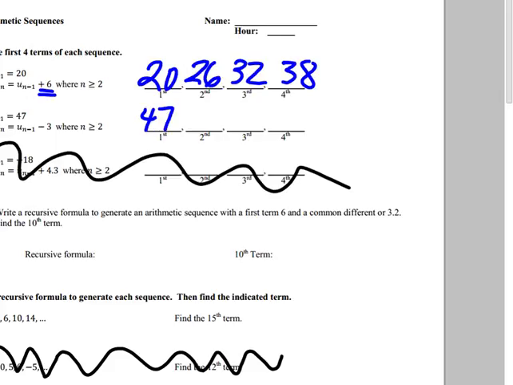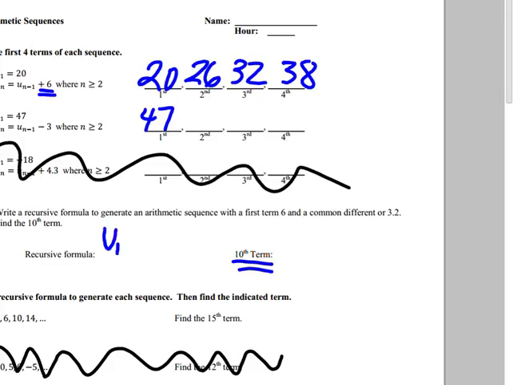I'm going to move down to number 4. It says, write a recursive formula. Yes, you have to do this on paper, but you can use your calculator at any point on this worksheet. But to write the formula, your calculator can't write the formula for you. It can figure out the 10th term, but you have to write the formula.